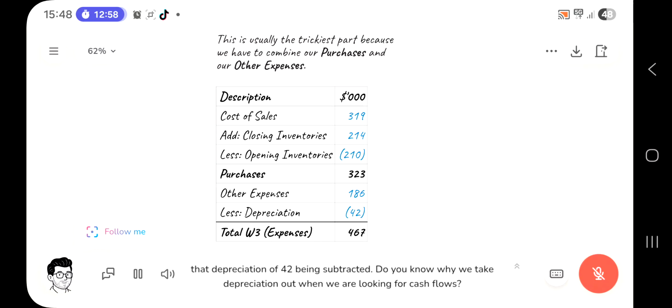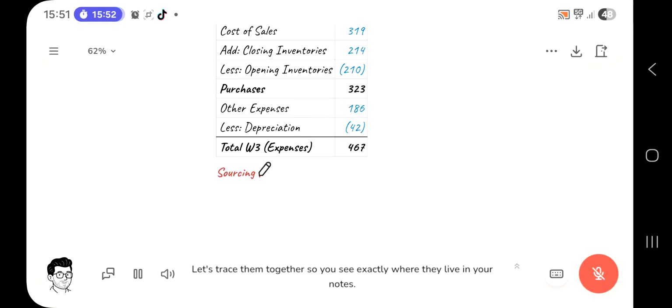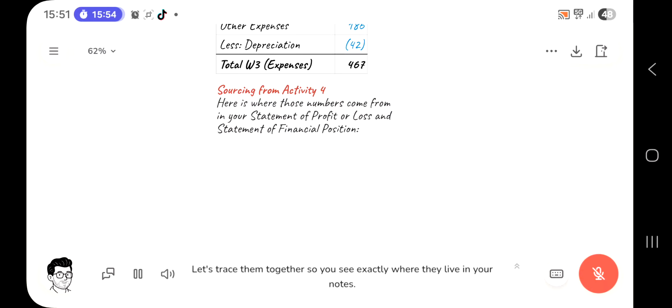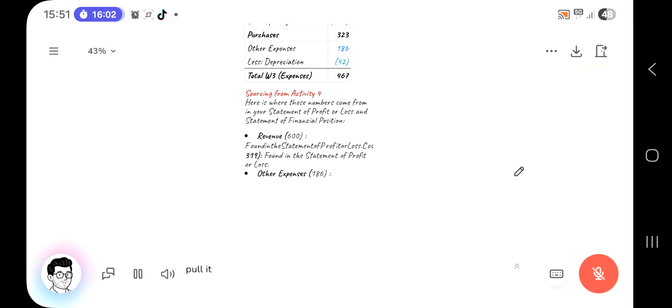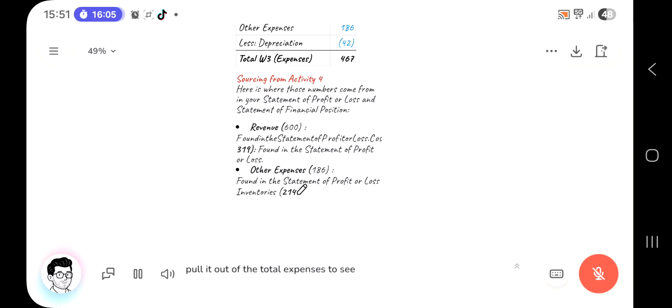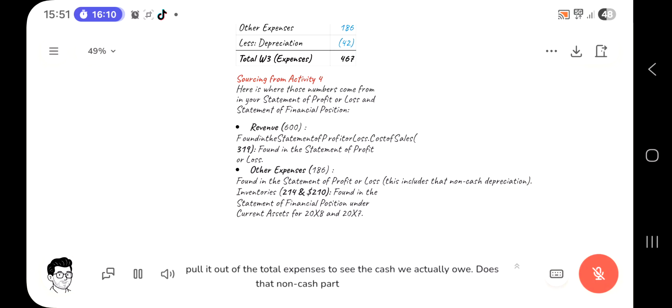Hold on. You are absolutely right. The starting numbers for our calculations come directly from those financial statements in Activity 4. Let's trace them together so you see exactly where they live in your notes. Basically, because we never wrote a check for depreciation, we have to pull it out of the total expenses to see the cash we actually owe. Does that non-cash part make sense to you?